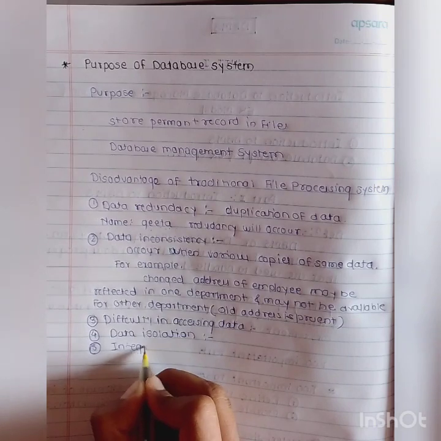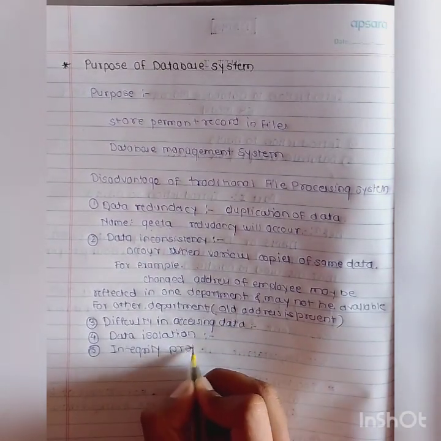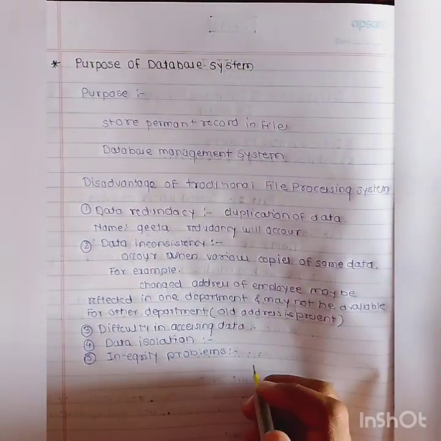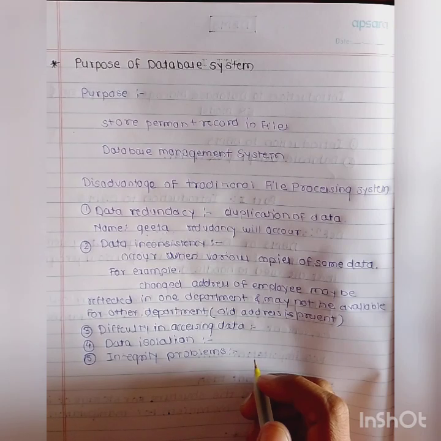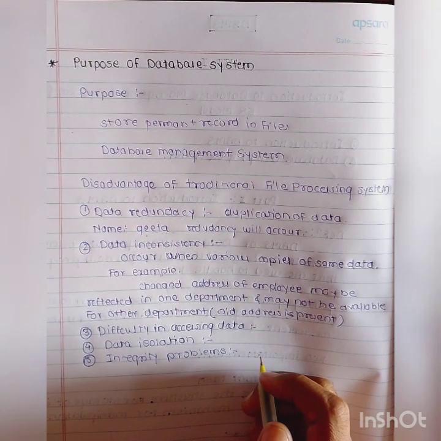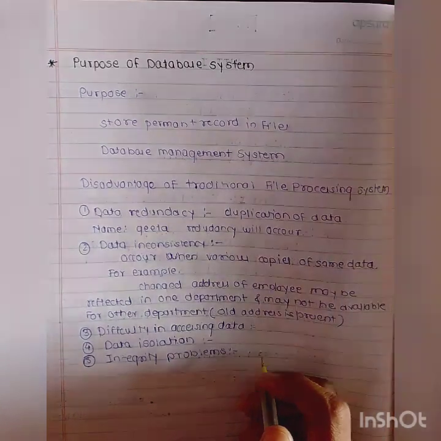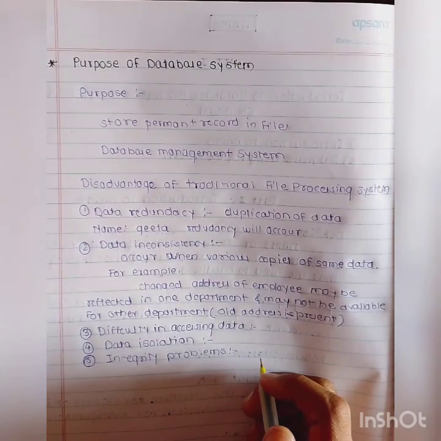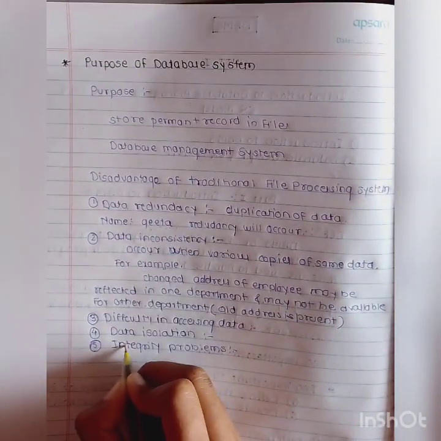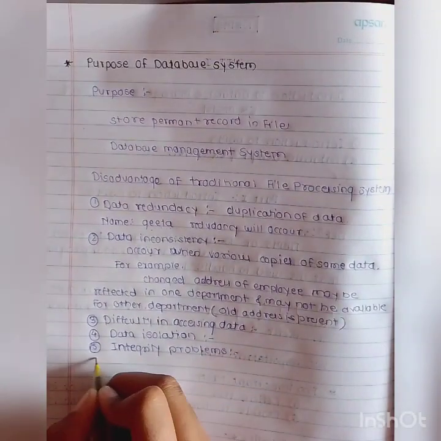Fifth is integrity problems. Data integrity means data values entered in the database fall within a specific range and are in a specific format. With the use of several files, enforcing such constraints on data becomes difficult. That's why integrity problems occur.